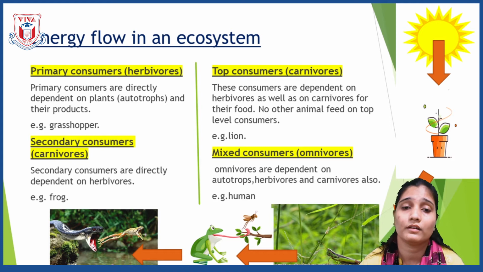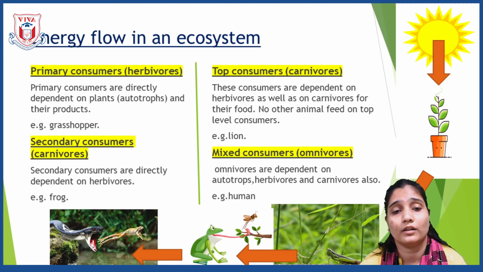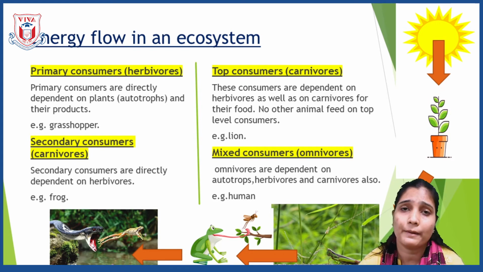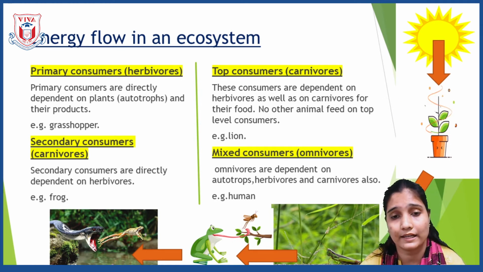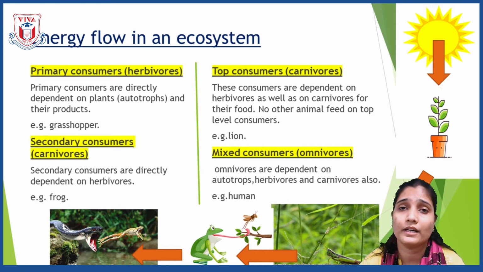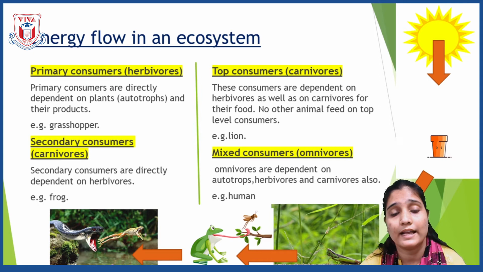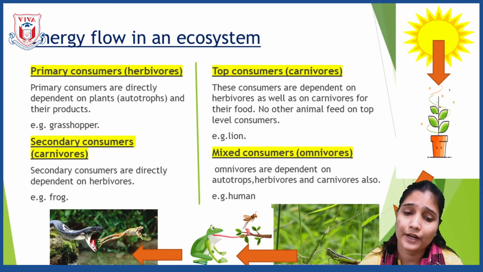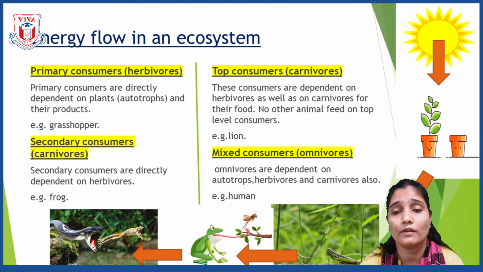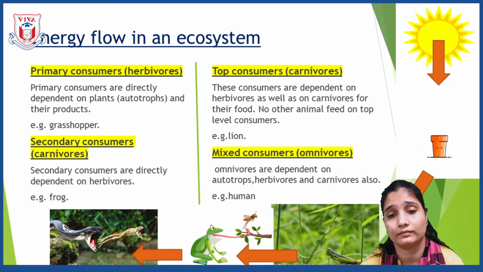So let's start. Primary consumer. Primary consumers are dependent on plants and their products. Example, grasshopper, birds, etc. Primary consumers are also known as herbivores. Next is secondary consumer. Secondary consumers are directly dependent on herbivores. So, frog is an example of secondary consumer.